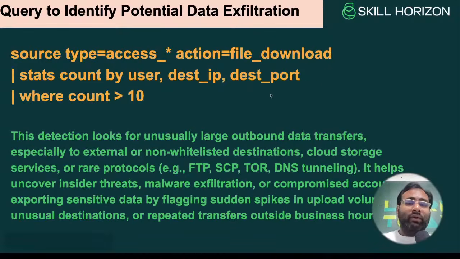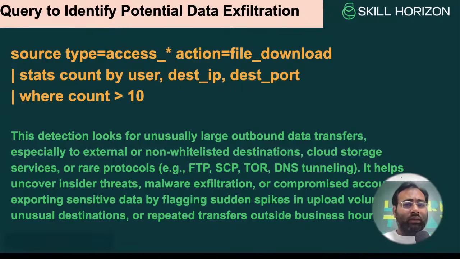The next query we have is potential data exfiltration. If any sensitive, important file was downloaded, or data was exfiltrated or transferred to a remote location or a destination you are not aware of, like cloud storage services such as S3 or Firebase, we can easily detect it with the help of this query to identify potential data exfiltration.